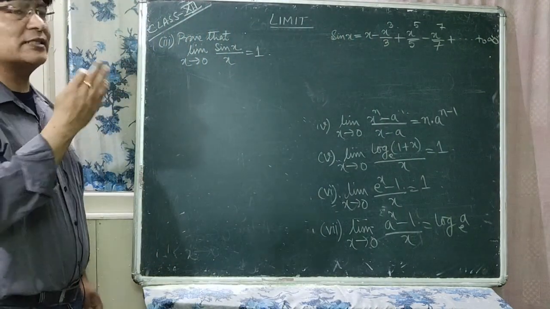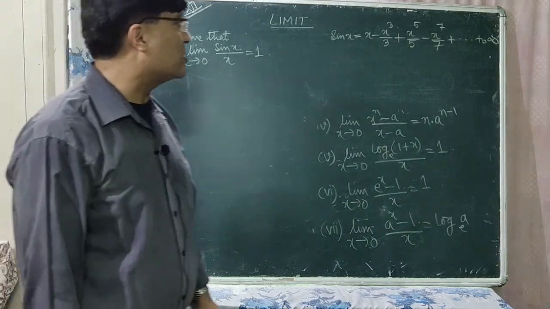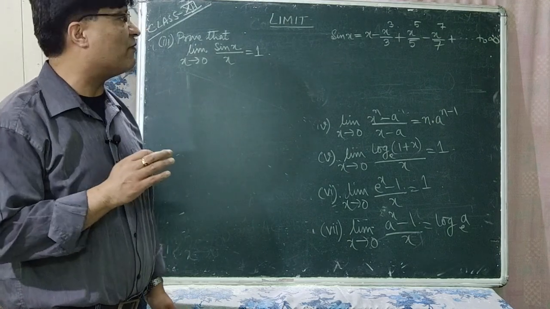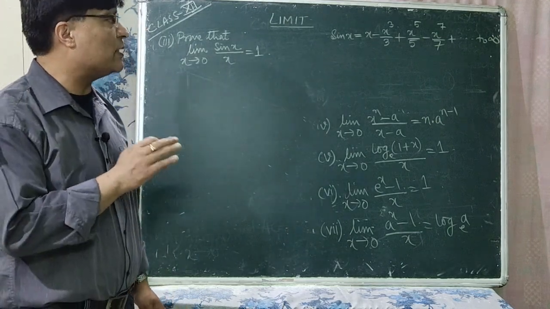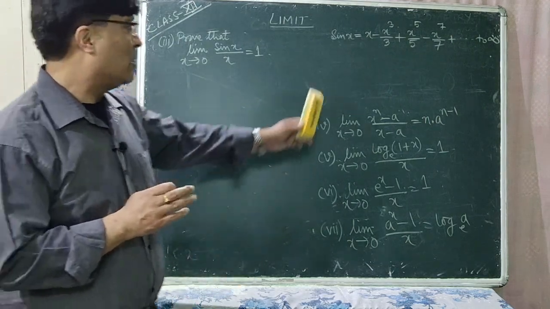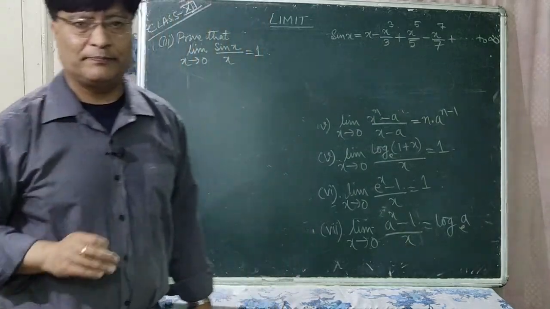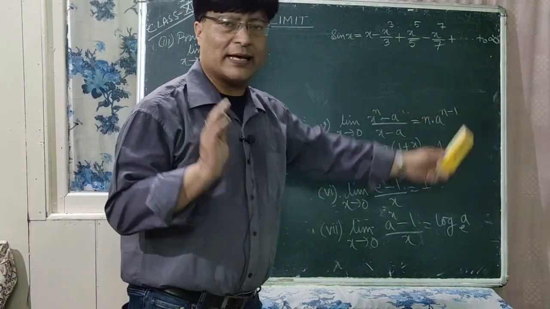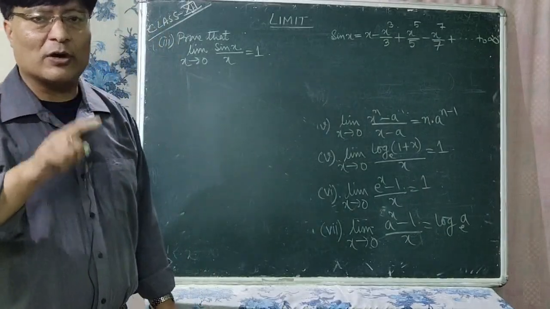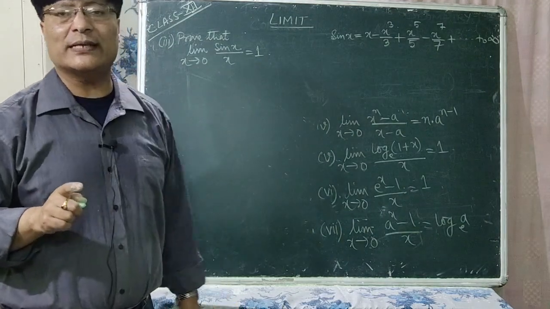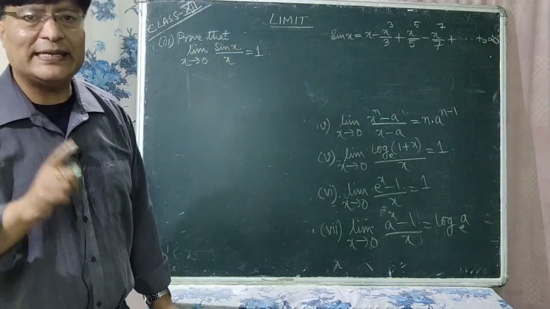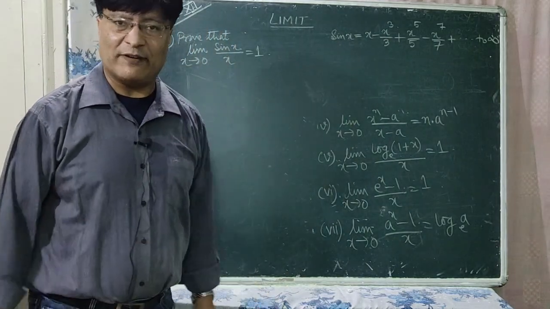Okay, this is known as the sine series. So what is the formula for sine x? It is x minus x cubed by 3 plus x to the power 5 by 5 minus x to the power 7 divided by 7 plus dot dot dot to infinity. This is known as an infinite series because this series has no end. If the series has got an end, then it is known as a finite series. But if the series does not have any end, then it is known as an infinite series.